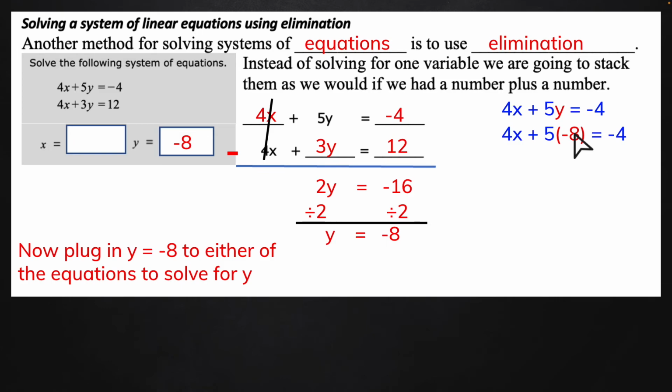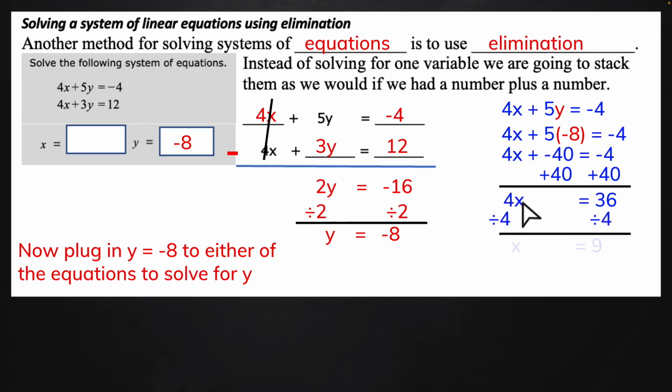So 4x plus negative 40, because 5 times negative 8 is negative 40, equals negative 4. I'm going to add 40 to both sides because I want to start to get x by itself. So I have 4x, the 40s cancel, and negative 4 plus 40 gives me positive 36. Then I divide both sides by 4 to get x all by itself. So x equals 9. This would be the point at which those two lines cross.